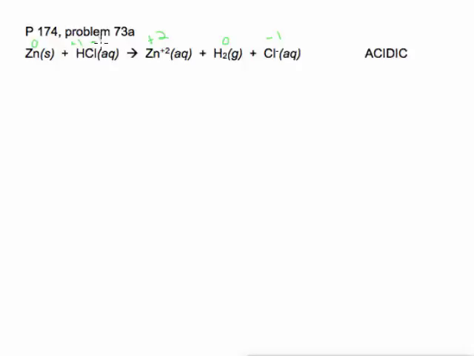Our zinc goes from 0 to +2. That means it's losing electrons and being oxidized. Our hydrogen goes from +1 to 0, which means it is gaining electrons and being reduced. Let's look at our oxidation half first.